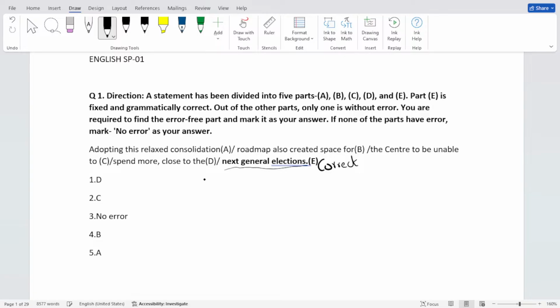Now we have to find out which of A, B, C, D is without error. See here, out of the other parts, only one is without error. We are supposed to find out that one. Now let us try to find out the answer.